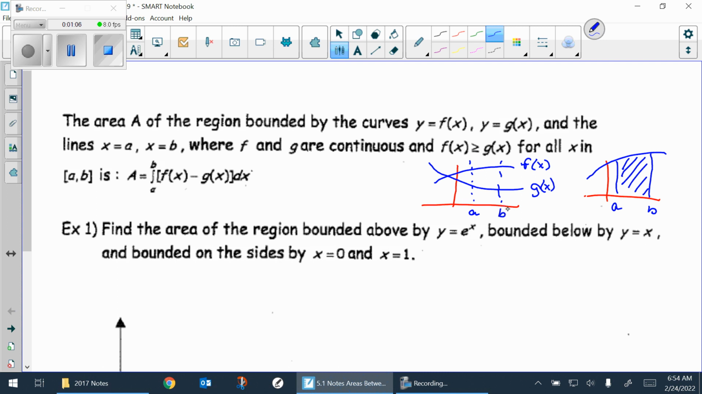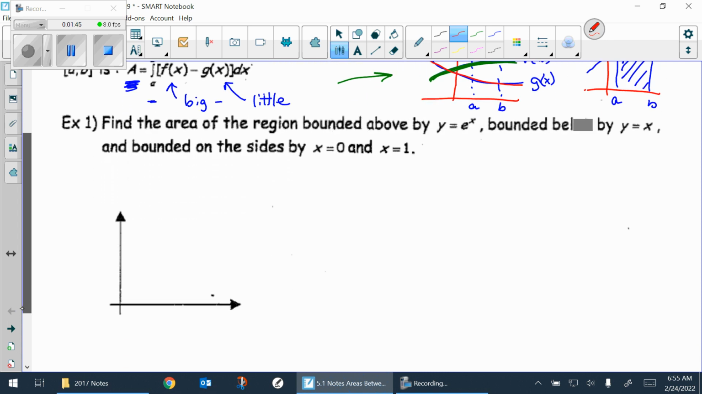Well, in order to find that area, what we're going to do is we're going to take the integral of the big function minus the little function. So in our example that we've got over here, the big function is located above the little function. So f of x is the big function, and g of x would be the little function.